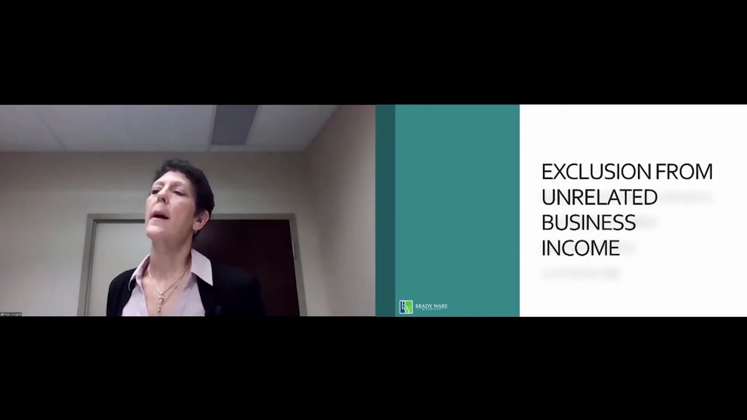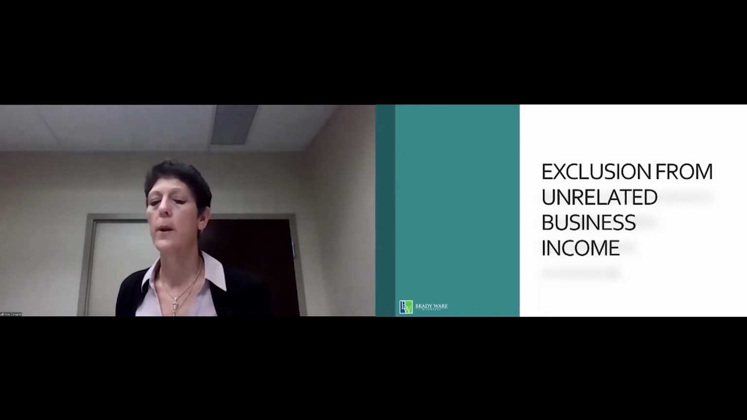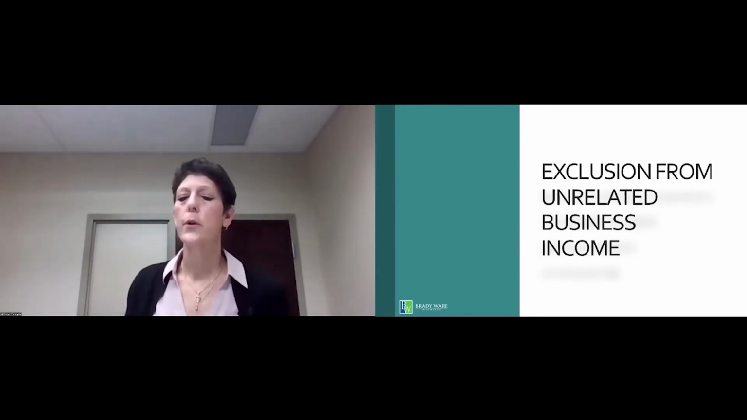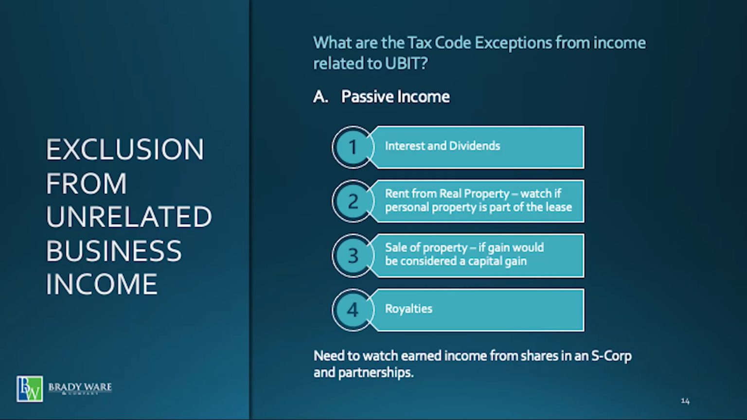So what does the IRS automatically say? Does the code automatically exclude from UBIT, no matter how large or how much you earn? Again, as I said, tax code exemptions, it's got to be passive income. So your interest or dividends from your investment accounts, rent from real property. Now, when we get to the next section on special applications, we'll hit back on the rent from real property, because there are some issues where rent from real property can be UBIT.